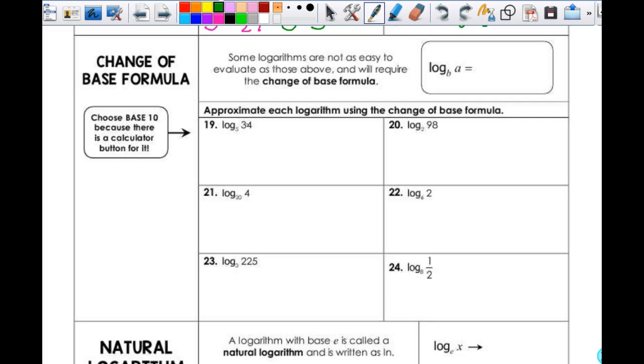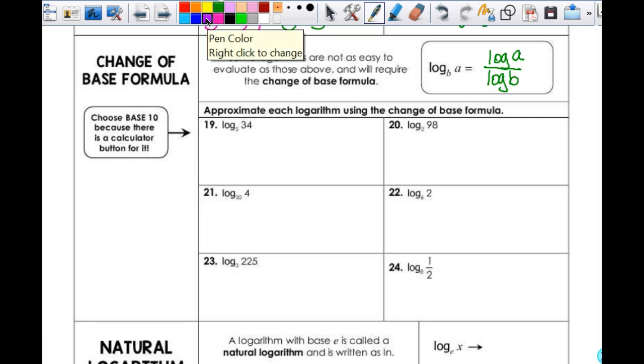So some logarithms are not as easy to evaluate as the ones we just did and will require the change of base formula. So if you have log base b of a, and b is not 10, obviously, then we can make that log of a over the log of b. Right, and then you can use the base 10 logs.